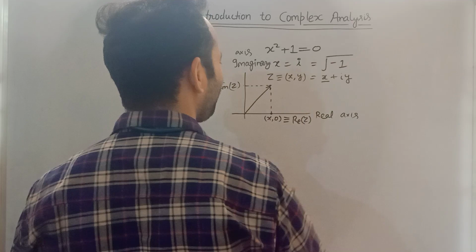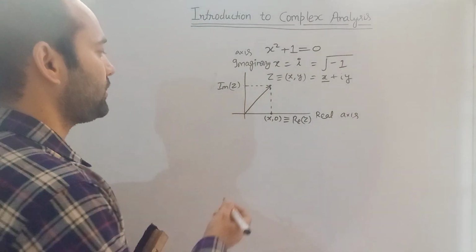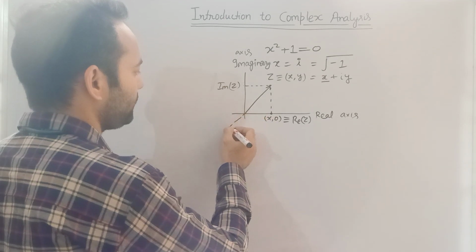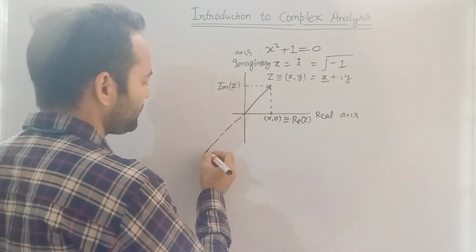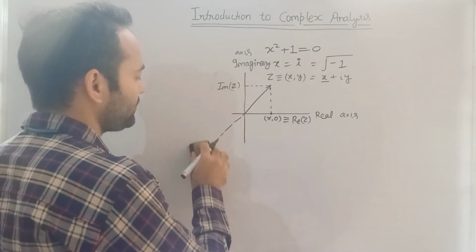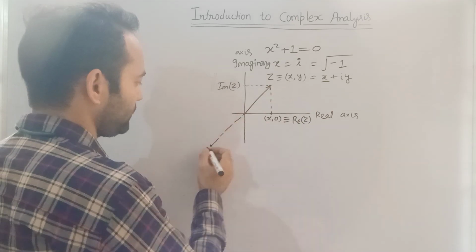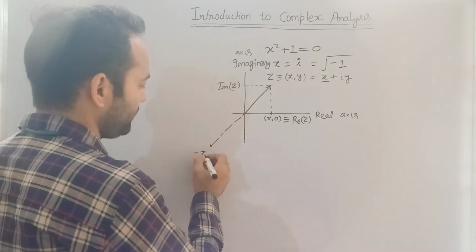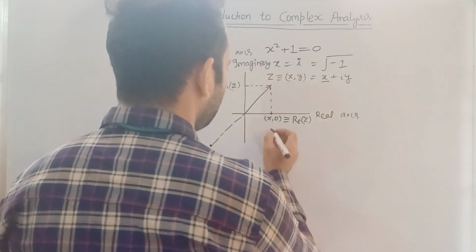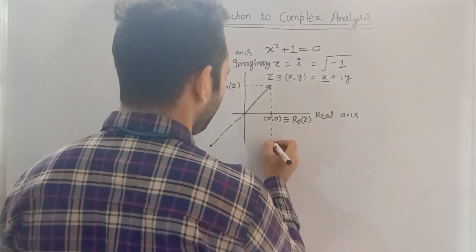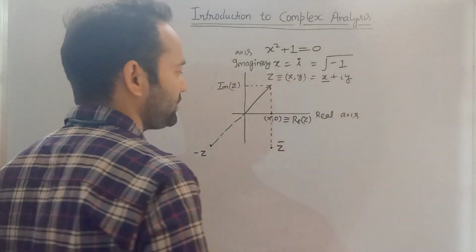You can represent a complex number with the help of vectors also, right? So what would be minus z? Tell me. Minus z would be taking the mirror image across the origin. Tell me what is z bar? Okay, so z bar is nothing but the mirror image across the real axis. This is going to be z bar.